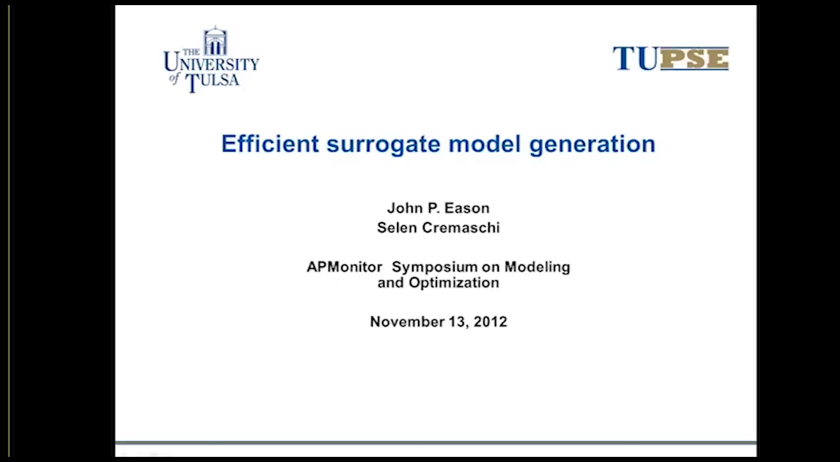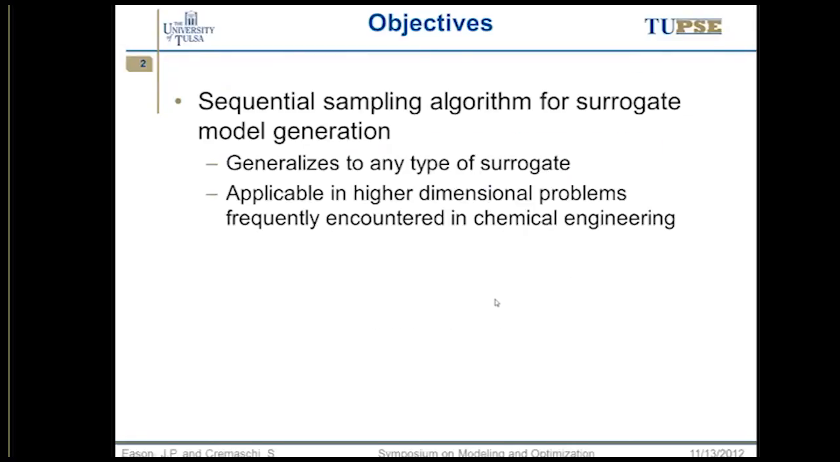My name is John Eason, and I'm going to present on some sampling methods for efficient surrogate model generation. The objective of our work is to develop a sequential sampling algorithm for surrogate model generation, specifically one that generalizes well to any type of surrogate and is applicable in the higher dimensional problems that we frequently encounter in chemical engineering.